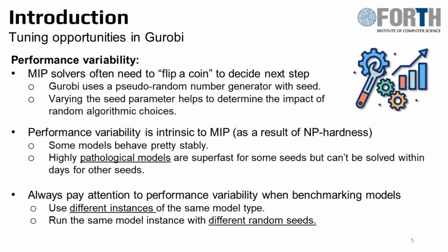From a practical perspective, this has two implications. First, benchmarking should not rely on a single model instance, but it is necessary to use different instances of the same model type. Second, reliable performance evaluation may require multiple runs or controlled experimentation with different random seeds. When a model shows extreme sensitivity, this can be a signal that a structural reformulation may help improve robustness. In general, understanding variability allows us to interpret solver performance more carefully and avoid misleading conclusions from isolated experiments.